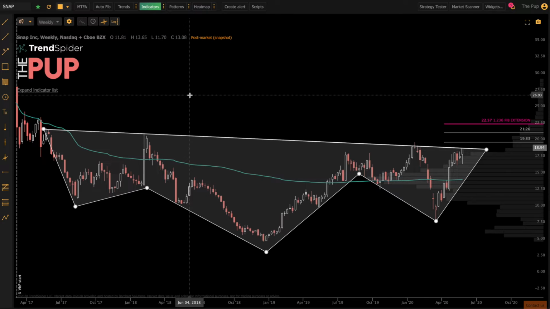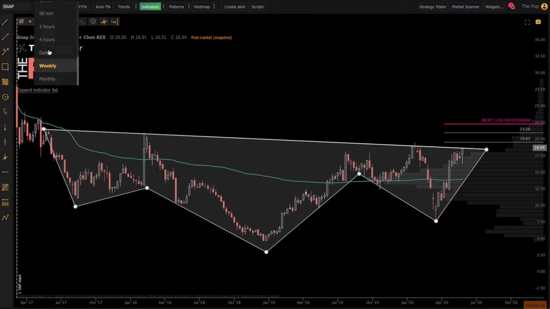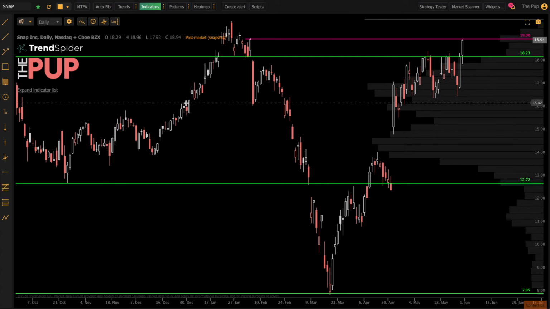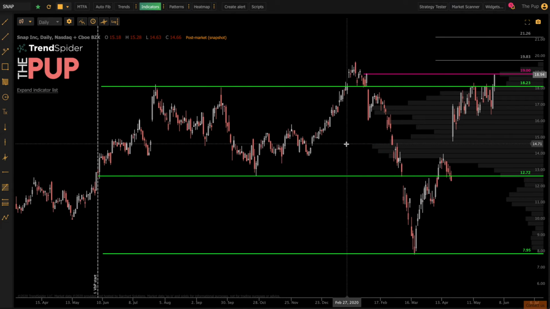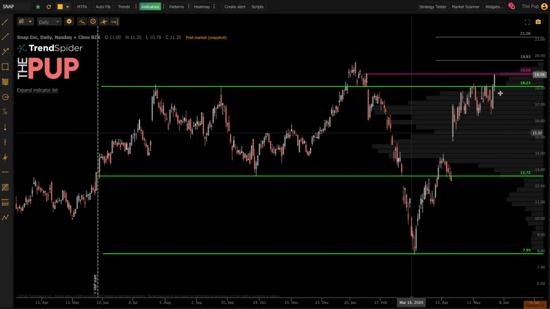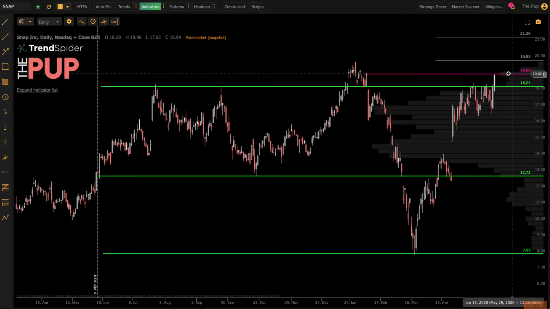But I thought, let's start macro, let's start big picture, take a look at what's going on, and we'll start diving deeper. So let's go down to our daily chart. On the daily chart, I have some support and resistance lines mapped out. You can see we stopped right here at this $19 level.